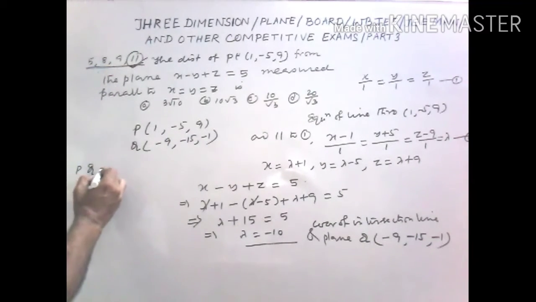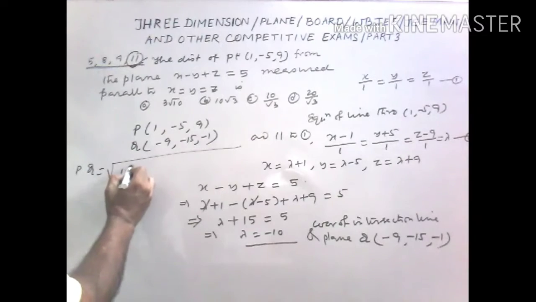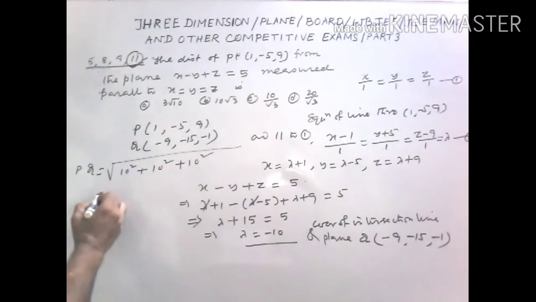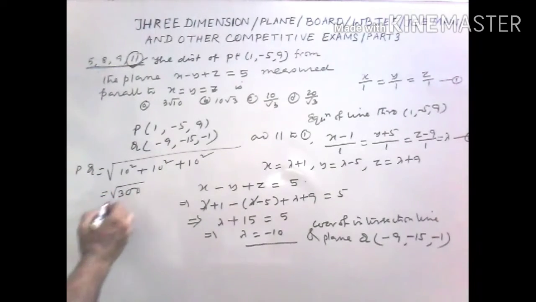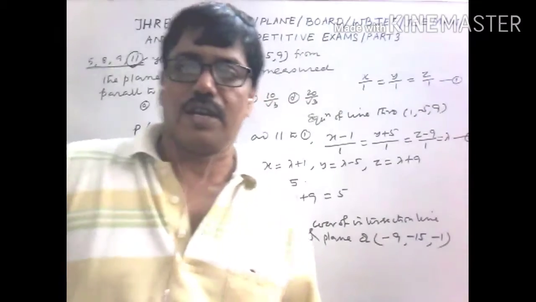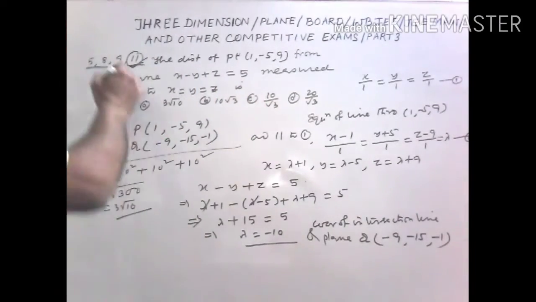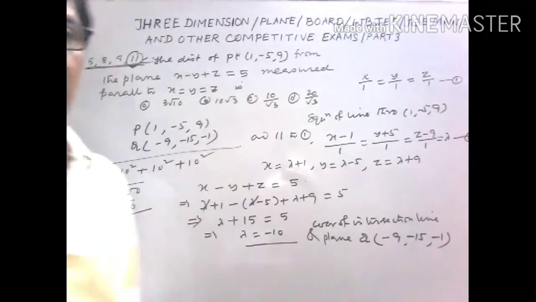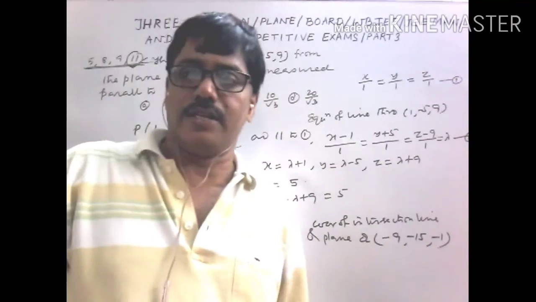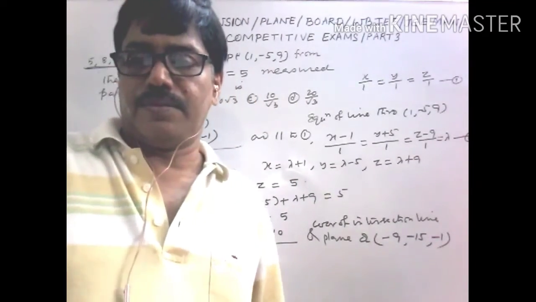So what is PQ? Look, root over 10 squared, 1 plus 9. This is also 10 squared, this is also 10 squared. So root over 300, that is 3 root 10. So these are problems 1, 5, 9, 11: problems of intersection of a plane and line.